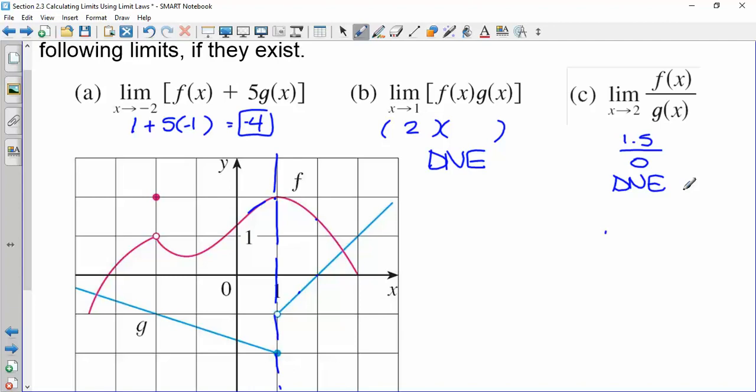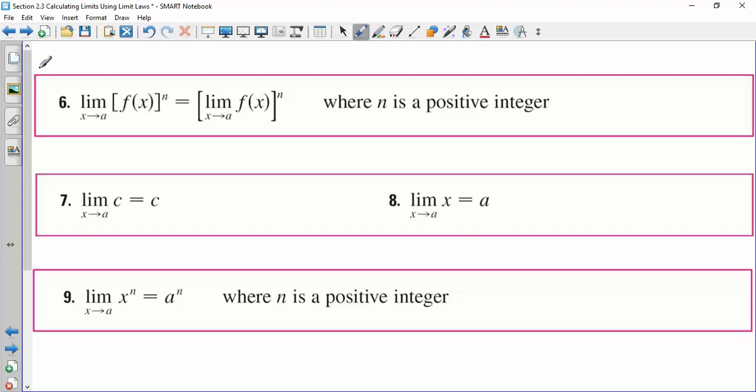All right. Let's go over, we're just going to look at the last few laws and then we'll probably stop. If you have a power, so if I have a limit of x squared, you can find the limit and then put your power on. So we could do the limit and then square that answer. The most useful rules are going to be 7 and 8 here. This is what's going to save us so much time.